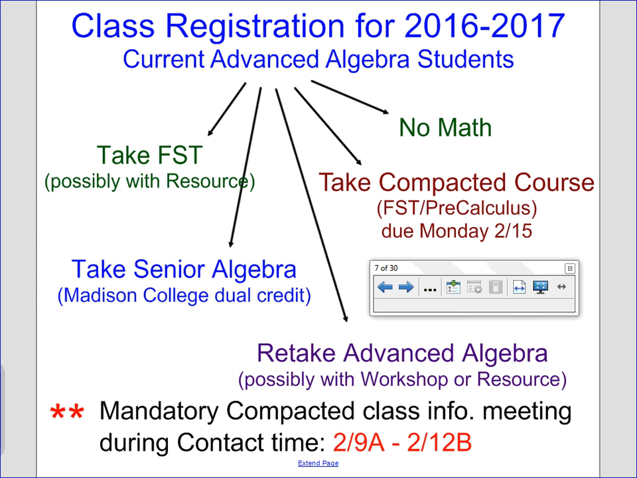Thank you. A quick reminder that you must attend one of the FST/pre-calculus compacting meetings if you'd like to apply for that. The vast majority of you are going to continue, if you're performing well in advanced algebra, and take the regular FST course next year. If you're a current junior, remember you could check out senior algebra if you might be interested in attending a tech school and get dual enrollment credit. So you can get college credit and high school credit at the same time, so that's nice.